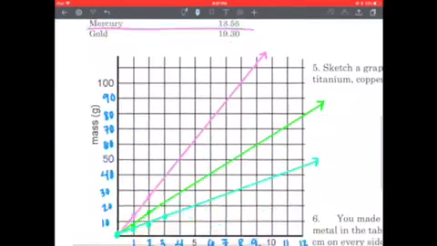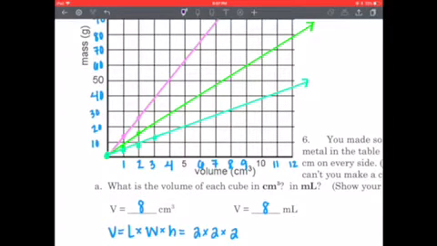So, when I have 0 grams of any substance, 0 grams of aluminum, 0 grams of copper, I'm also going to have 0 centimeters cubed, or 0 milliliters. If I have no mass, that means I have no particles. If I have no particles, then I'm not taking up any space. So all of these lines are going to go through the origin, or the point 0, 0, because when you have 0 grams of something, you're going to also have 0 centimeters cubed.